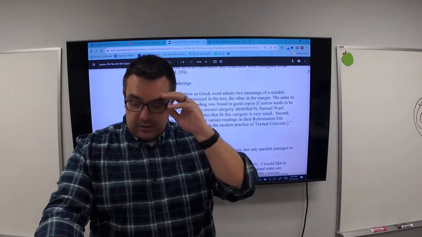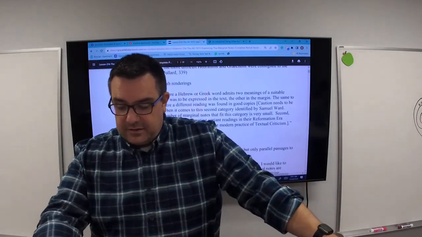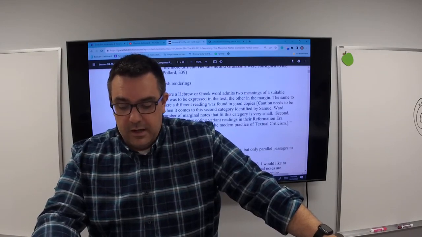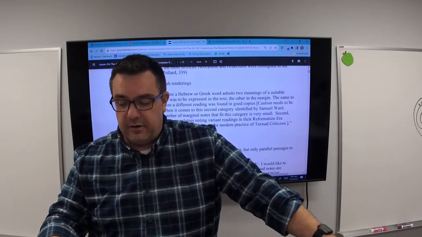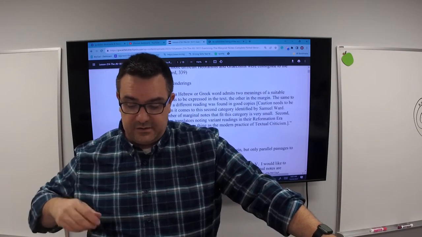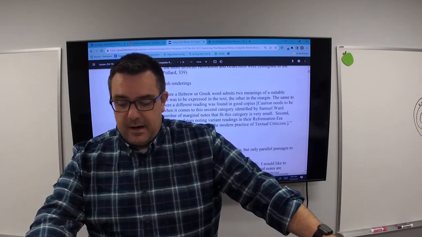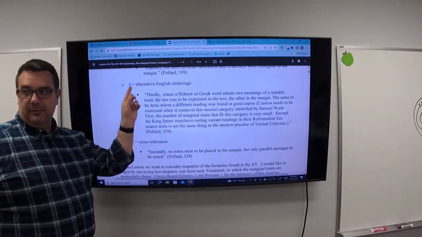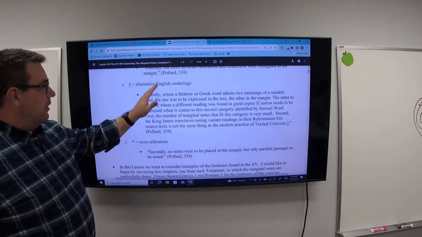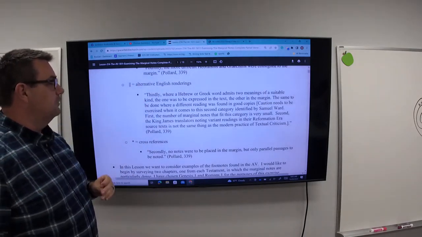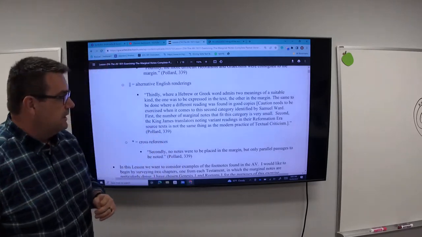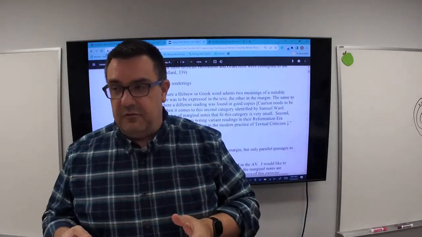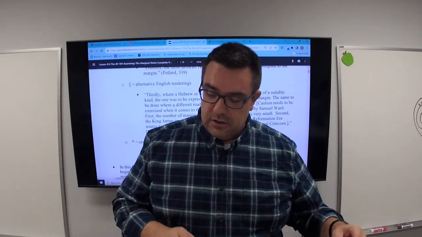Then I have a bracketed insertion here. Caution needs to be exercised when it comes to the second category identified by Samuel Ward. First, the number of marginal notes that fit this category is very small. Second, the King James translators noting variant readings in their Reformation-era source text is not the same thing as the modern practice of textual criticism. So there are two functions of the double vertical lines. The main purpose is to signify an alternative English rendering, and then sometimes, as we'll look at next week, it was to note some sort of variance in the source text that the translators were using.